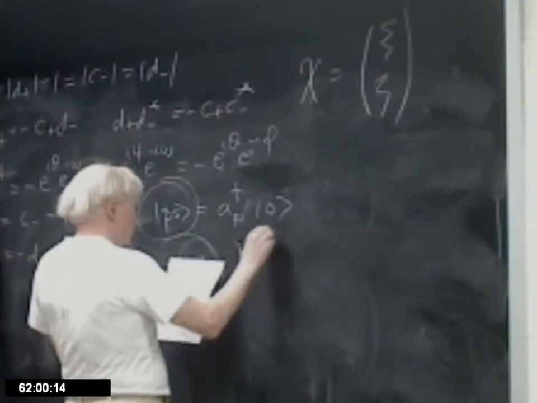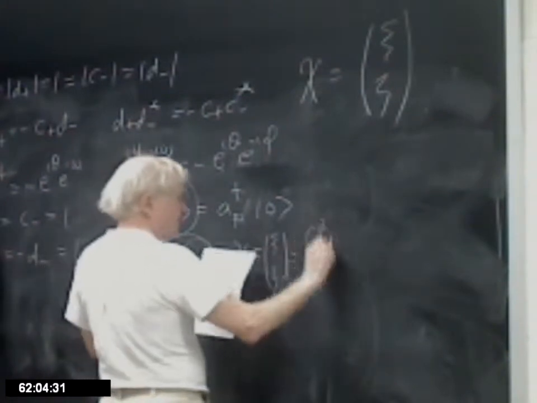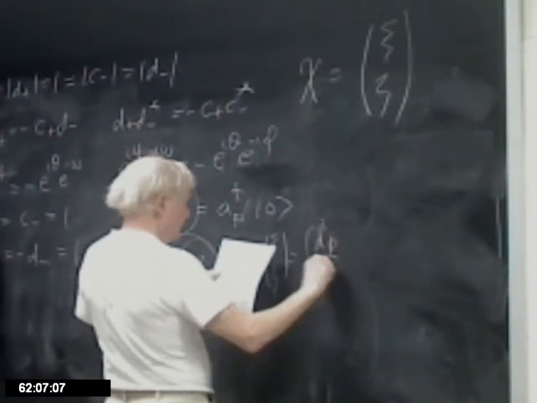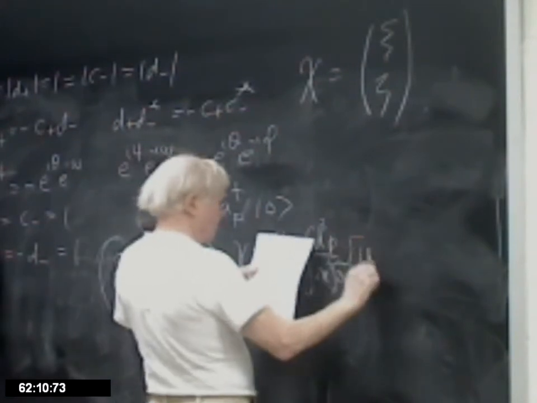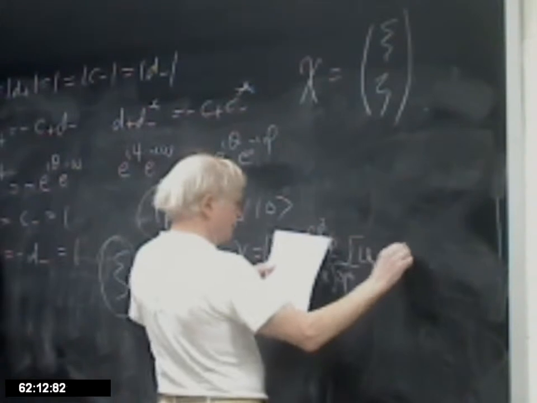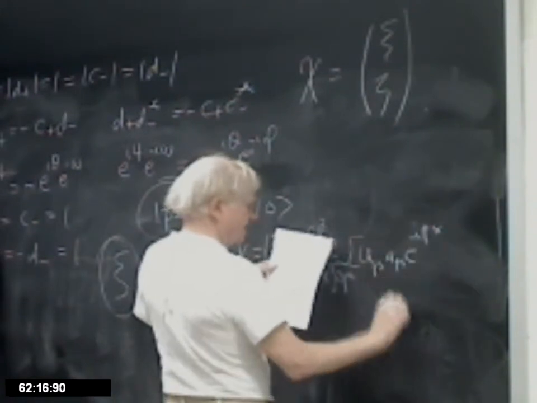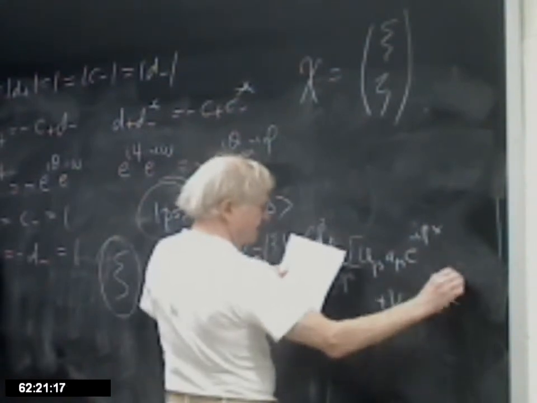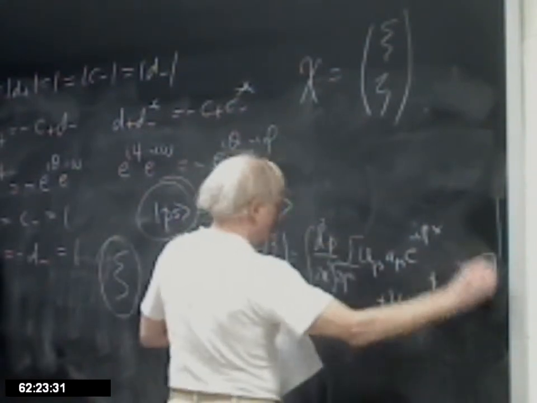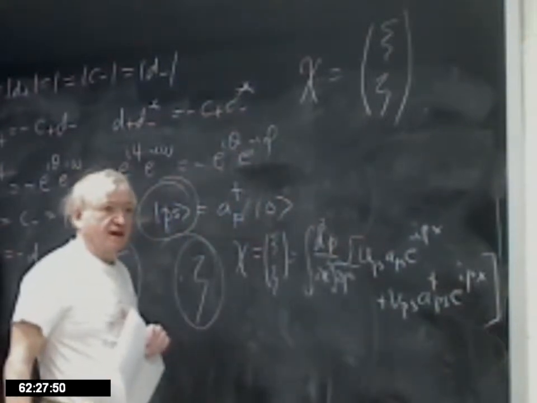Anyway, so this field chi, which is then C zeta, is the integral d cubed p over 2 pi cubed, root 2 p 0, of u p s a p s e to the minus i px plus v p s a dagger p s e to the i px. That's the way I've written it there.